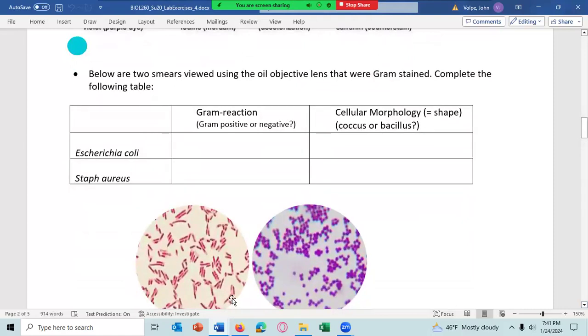right there and there. From these smears, complete the following table. State what is the gram reaction for E. coli. Is it positive or negative? And what's the cellular morphology, the shape? Is it coccus or bacillus? Any question about any of that?